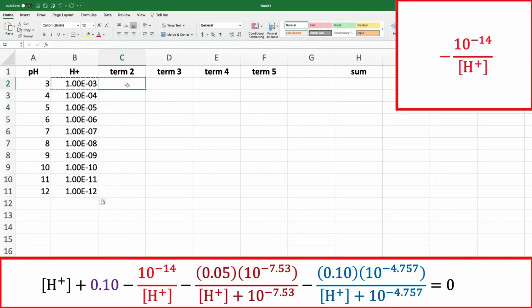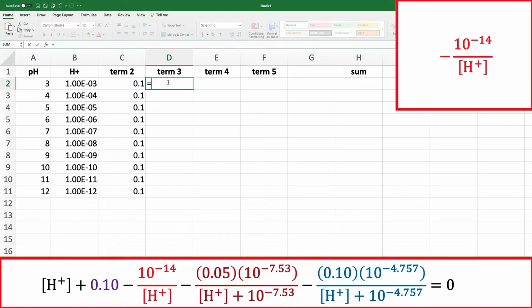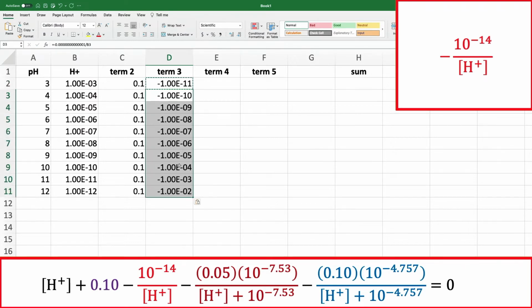The second term in our formula is just 0.1. And so I'm just going to put in 0.1. That's easy enough. The third term in our formula is minus 10 to the minus 14th divided by H+. So equals minus, and I'm just going to put 1e minus 14 for 10 to the minus 14th, divided by H+. And let's click and drag that down.